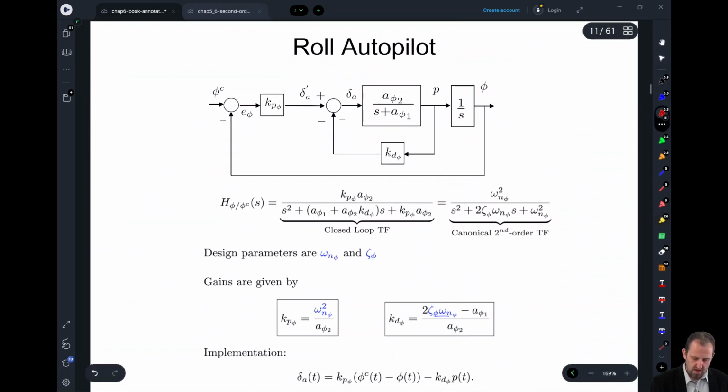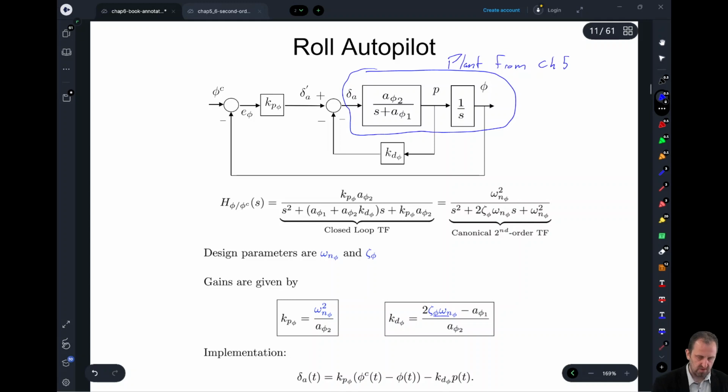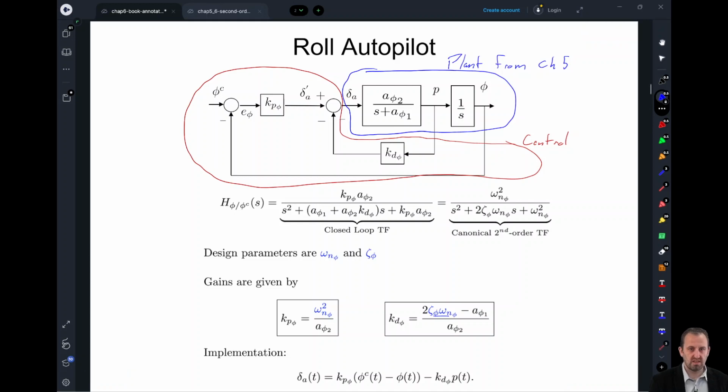So for our roll autopilot, we can look at this and see that right here, this was the plant that we had from Chapter 5. So we developed this transfer function in Chapter 5. And then we're coming in here and we're adding this control loop onto it. So this is our new control loop that we're using for this inner control. And we can tell that it's an inner control because we're actually choosing the control, the actual control being applied to the system. So here we have our aileron command.